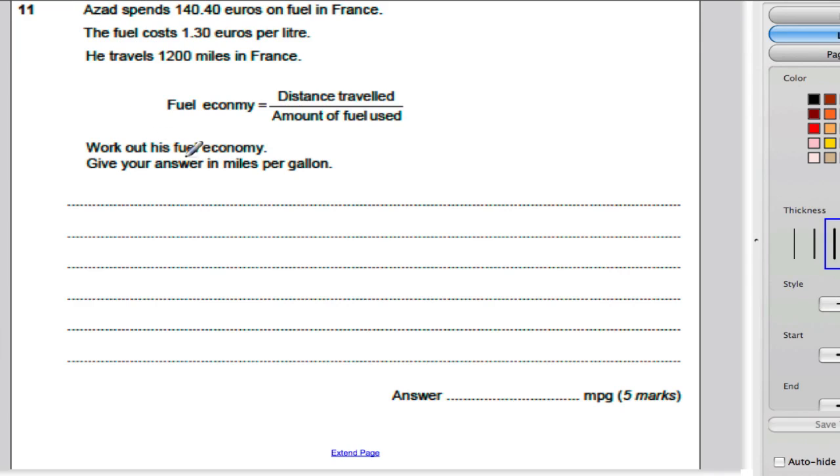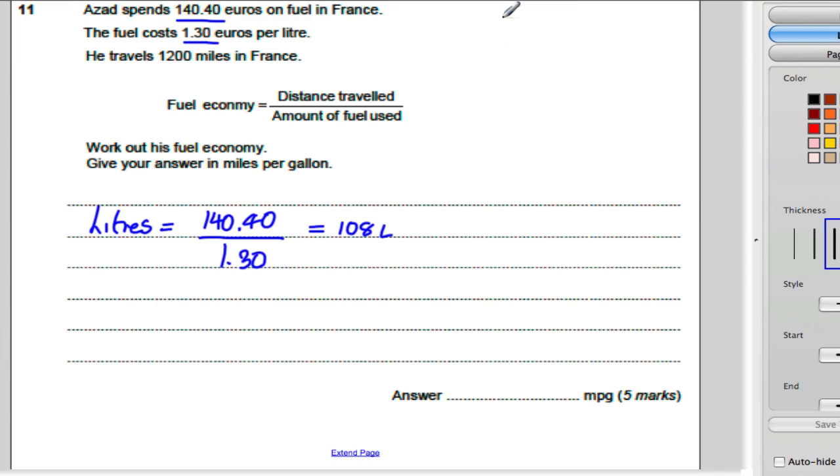Now, we've got a money problem again. Azad spends €140.40 on fuel, and the fuel costs €1.30 per litre. So let's work out how many litres he must have used. So his litres, if he spent €140.40, and each litre costs him €1.30, if I divide the two, I get that he must have used 108 litres.